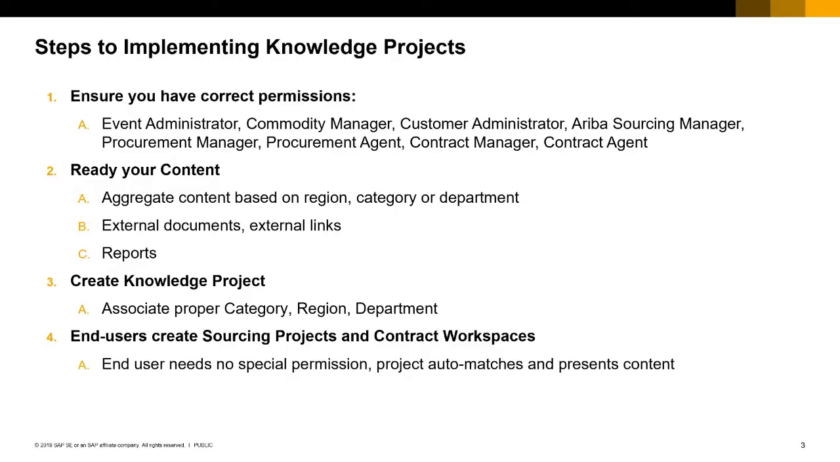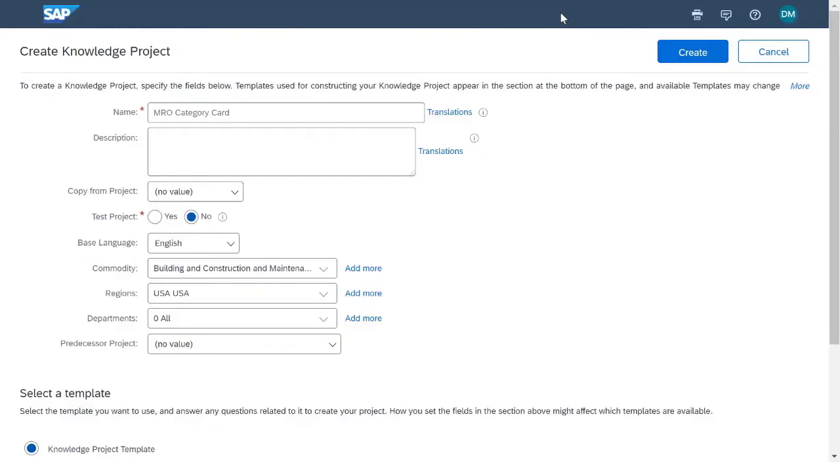Now, let's show how to create a knowledge project. On the main screen, you'll click Create Knowledge Project. You'll give your knowledge project a name. In this case, I'm going to call it the MRO category card. And then I will apply the commodity, region, and department designations.